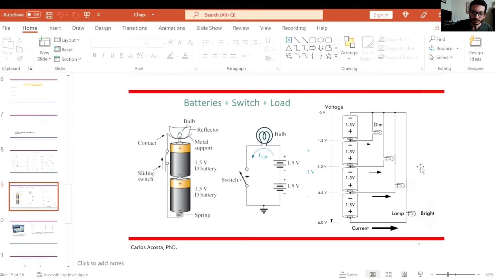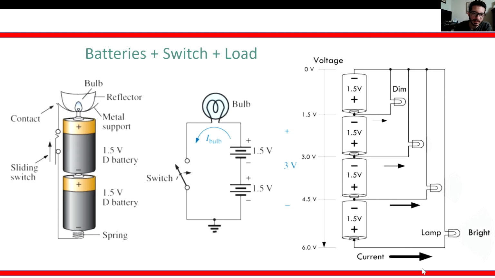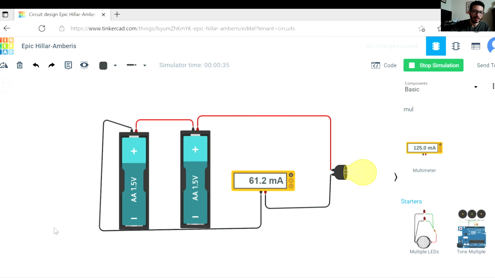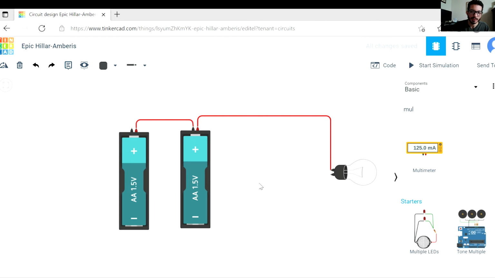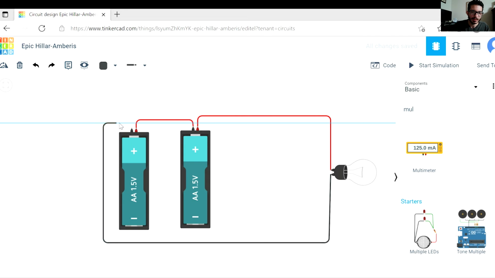Okay, so back to this. So basically this is what we did. We have, oh, actually we didn't have the switch, so we can do that too. So now we know that the voltage is 3 volts because we're in series, so we don't need this multimeter. We just need to have the switch installed.